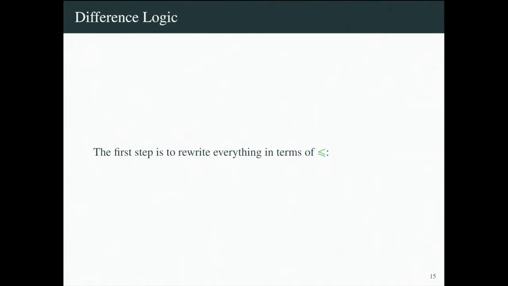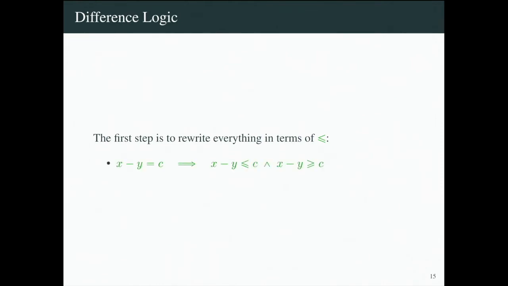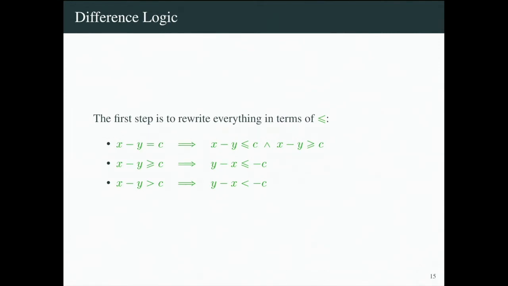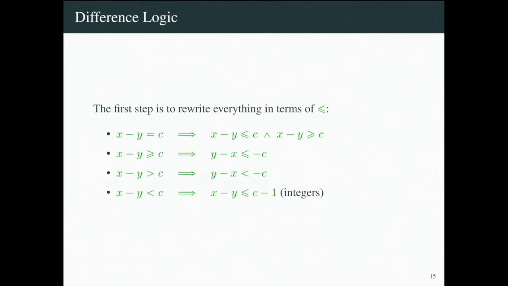So one of the first steps is to narrow your scope by rewriting constraints into a core set of operators. Here we can rewrite everything in terms of less than or equal. How do we do that? Well, if we have equality, we can write that as the conjunction of two inequalities. If we have greater than or equal, we can just switch sides to get less than or equal. If we have strict greater than, we first switch it to less than.